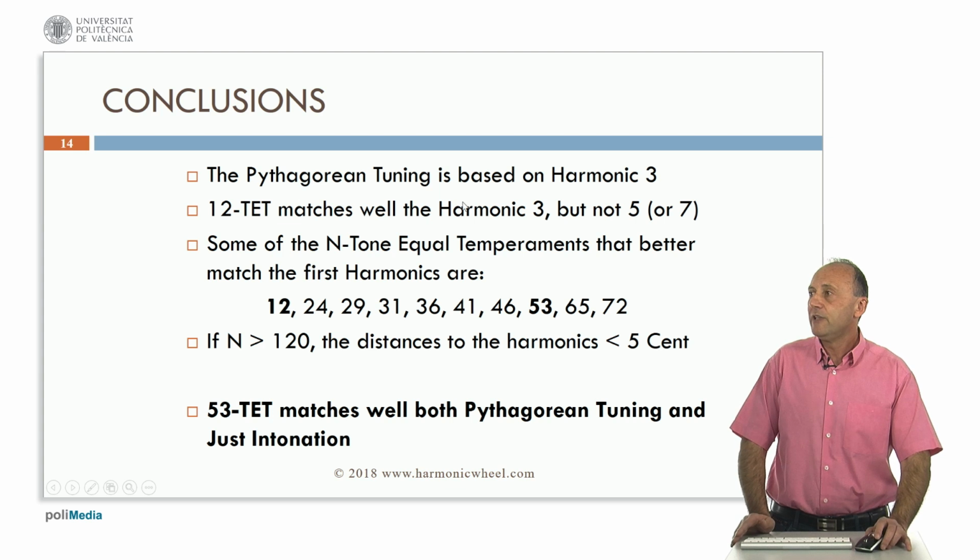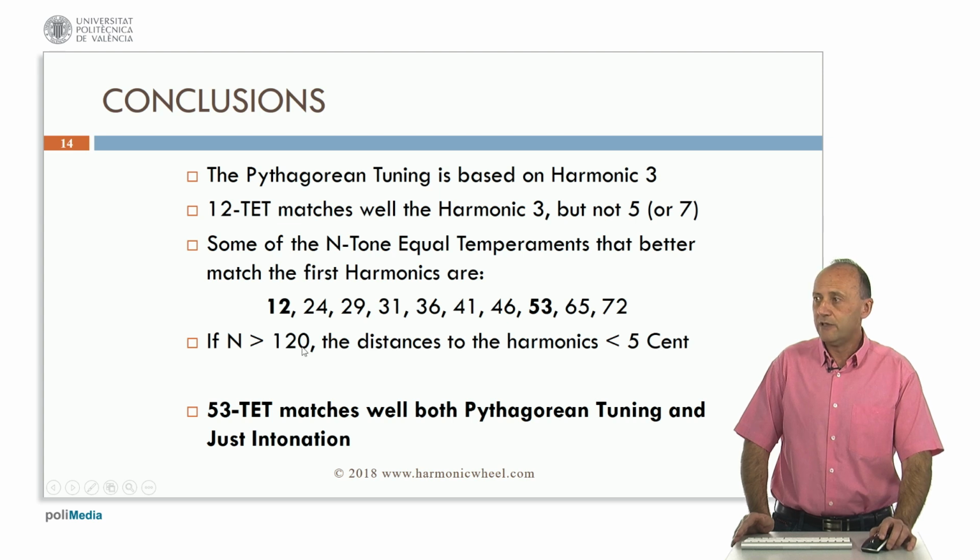As we saw, the Pythagorean tuning is based on harmonic 3. The 12 equal temperament matches well the harmonic 3, but not 5 or 7. Some of the n-tone equal temperaments that better match the first harmonics were studied. We can select 12 divisions, which is the common, and 53 is very exact. I didn't say it previously, but if we consider more than 120 notes, then the distance to any harmonic is always less than 5 cents. Finally, as conclusion, the 53-tone equal temperament matches well both Pythagorean tuning and just intonation.